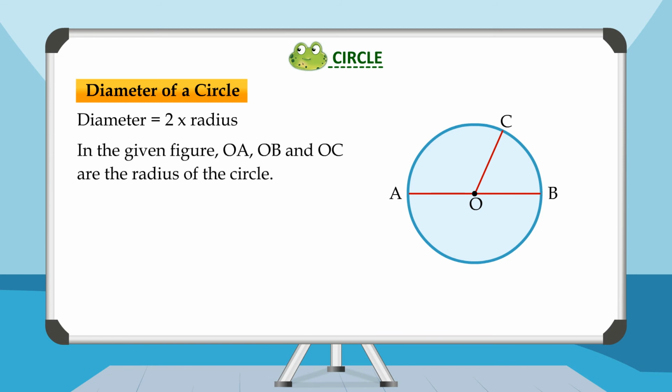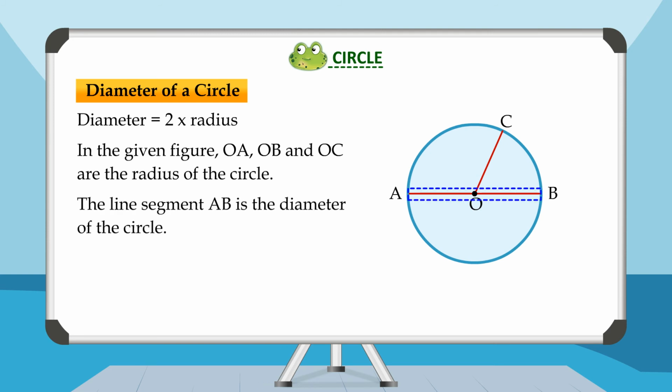In the given figure, OA, OB and OC are the radius of the circle. The line segment AB is the diameter of the circle.